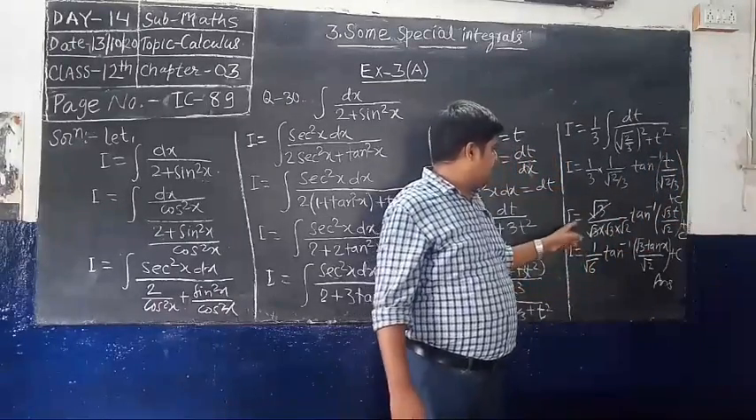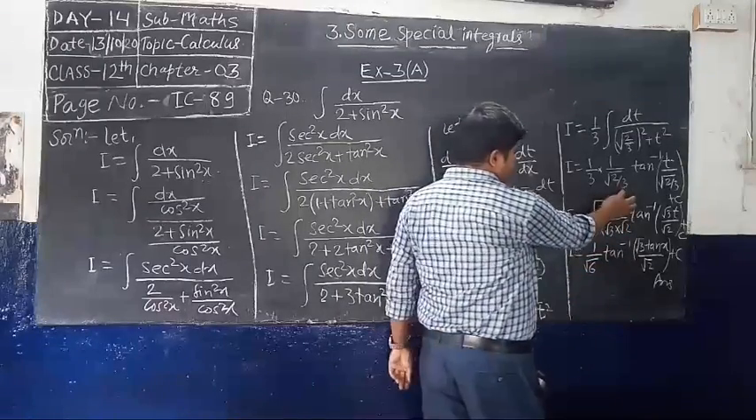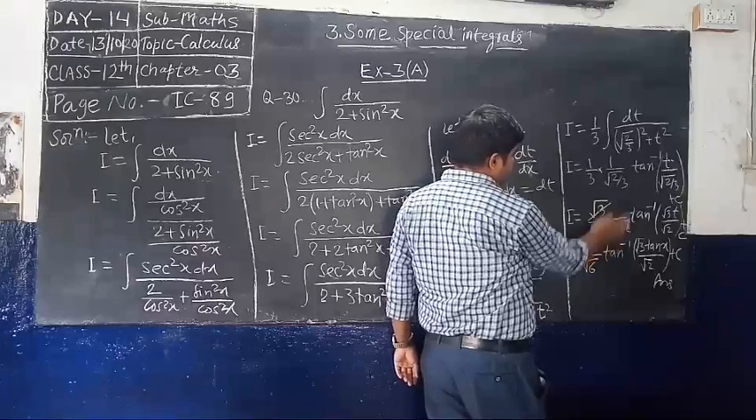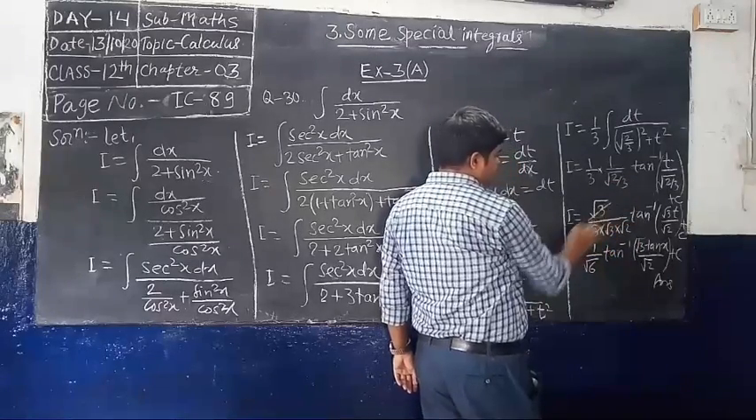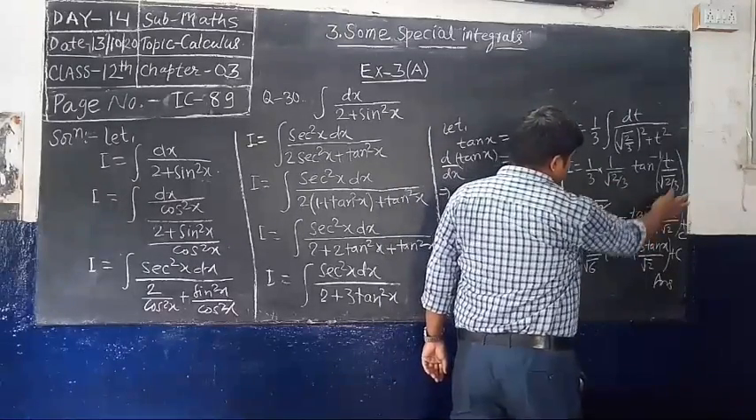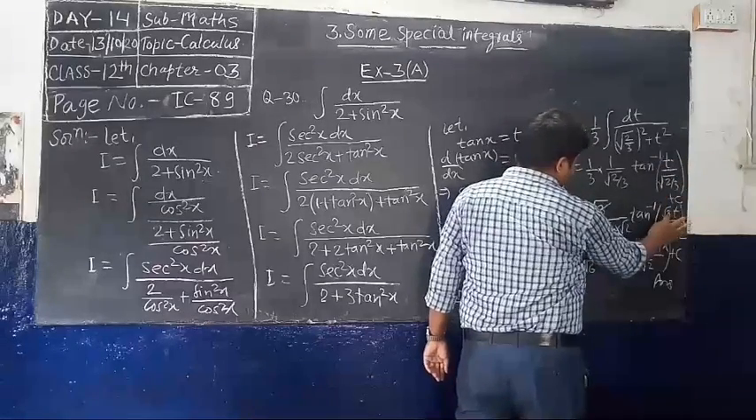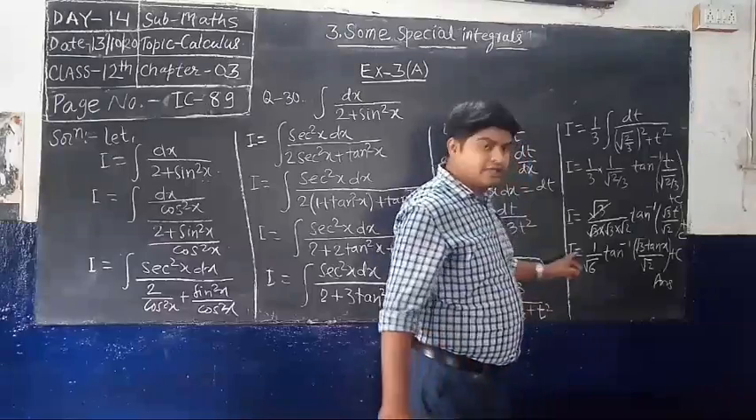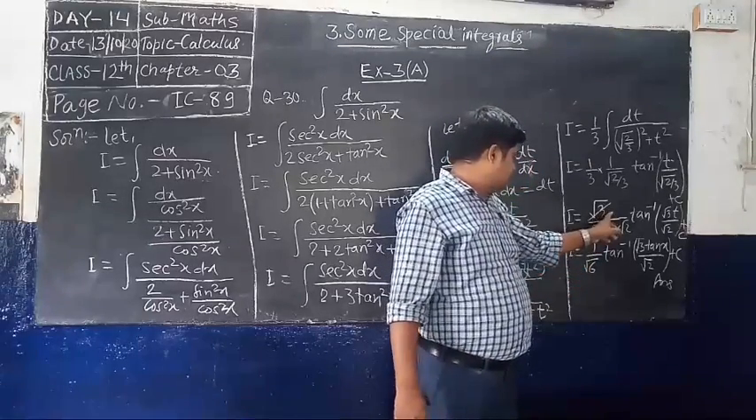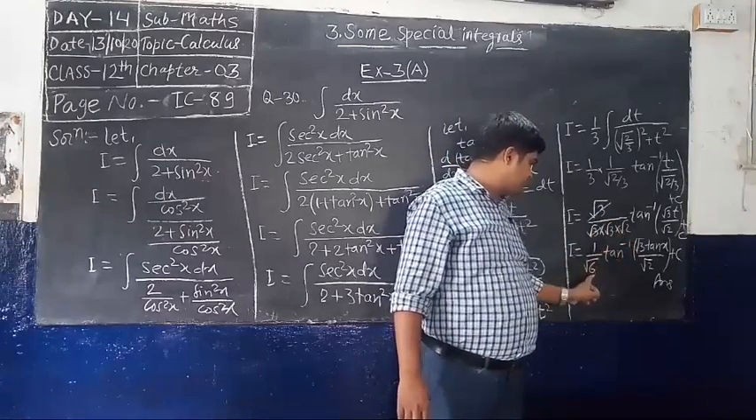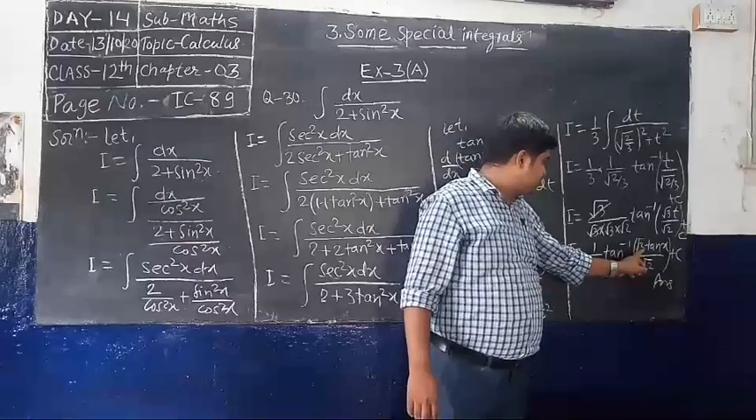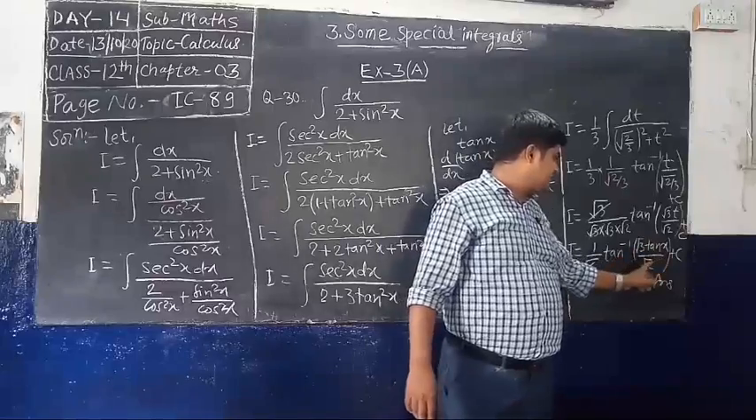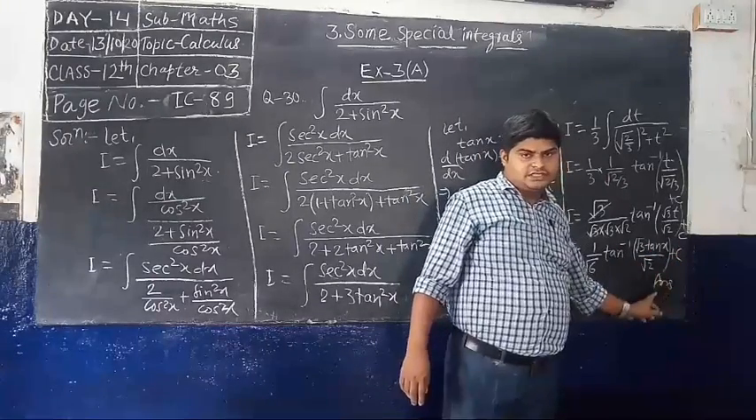I is equal to this: the root 3 terms go to the denominator, root 3 into root 3 becomes 3, so this becomes root 2, the root 3 cancels out, and tan inverse of root 3 t by root 2 plus a constant term. Then the final answer is I is equal to 1 by root 3 into root 2, that is root 6, tan inverse root 3, put the value of t is equal to tan x, so root 3 tan x by root 2 plus a constant term.